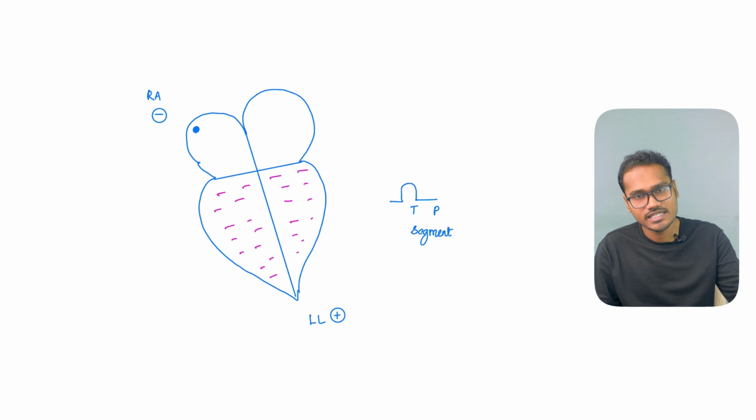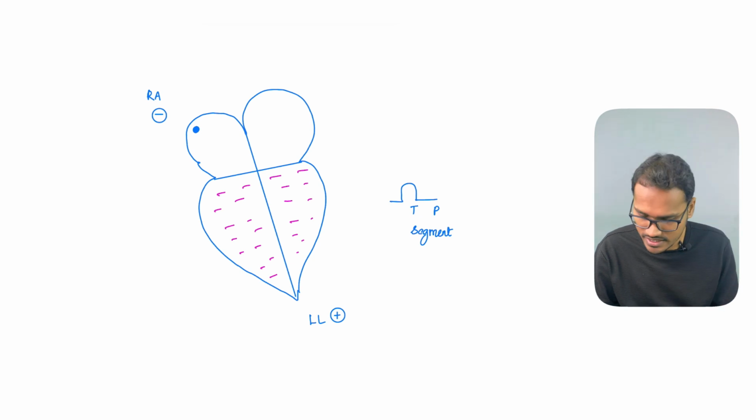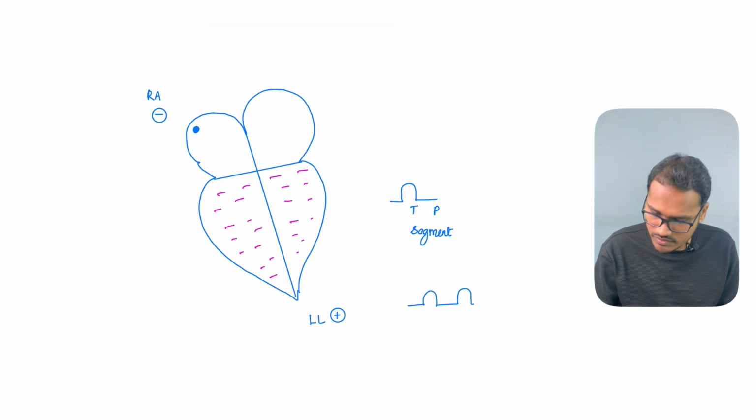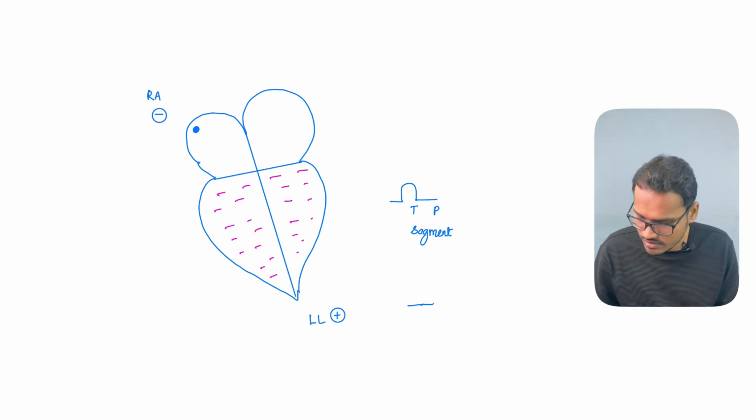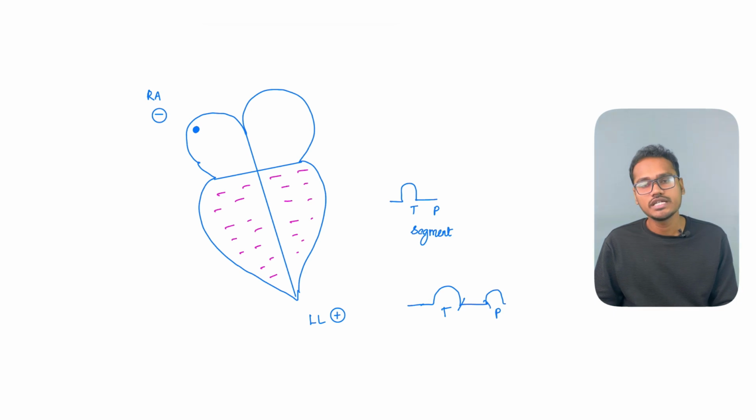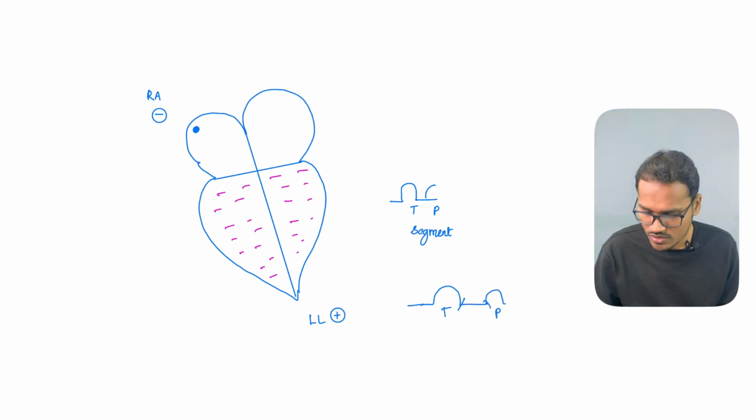Now again the SA node is going to fire and it is going to charge the atria, which is going to create the next P wave. So the next P wave will be created. So this is the T wave, this is the P wave, and the segment between them is nothing but the TP segment, which happens because of complete repolarization.